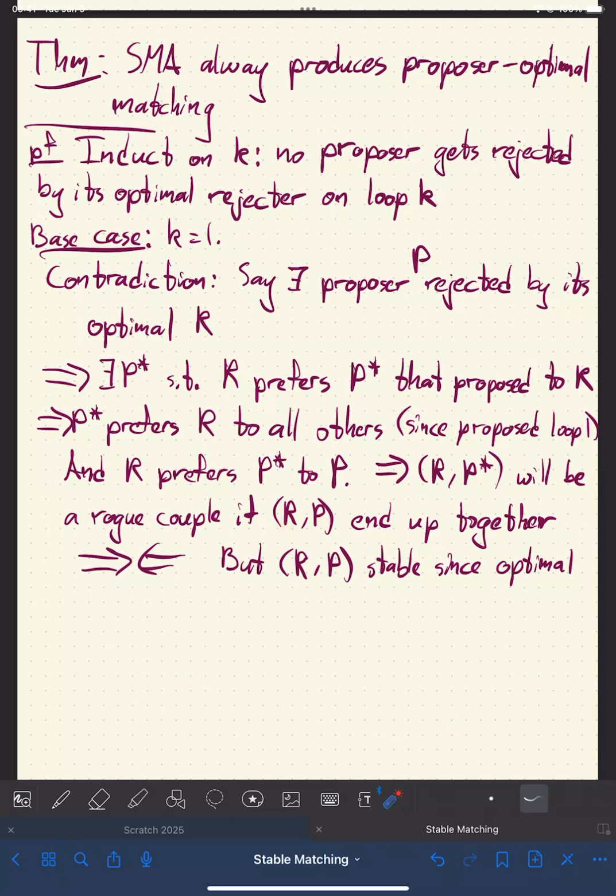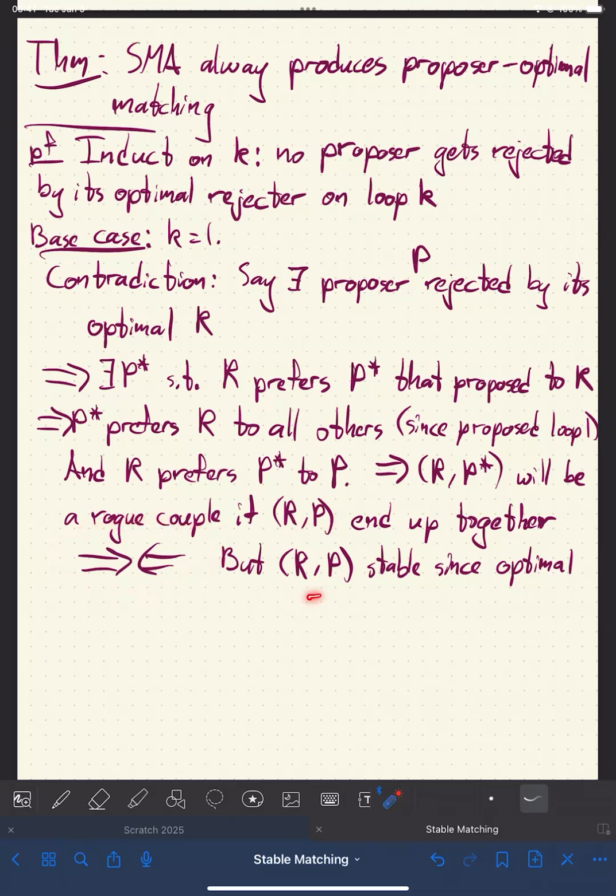that is an optimal pair. Remember, we're saying by contradiction that P was rejected by its optimal R. P and R are optimal. So if R and P ever got together, then R and P star will end up being a rogue pair. That is, R would rather go to P star, and P star would rather go to R just by this argument right here. So if R and P ever end up together, we have a rogue couple, which means it's not stable.